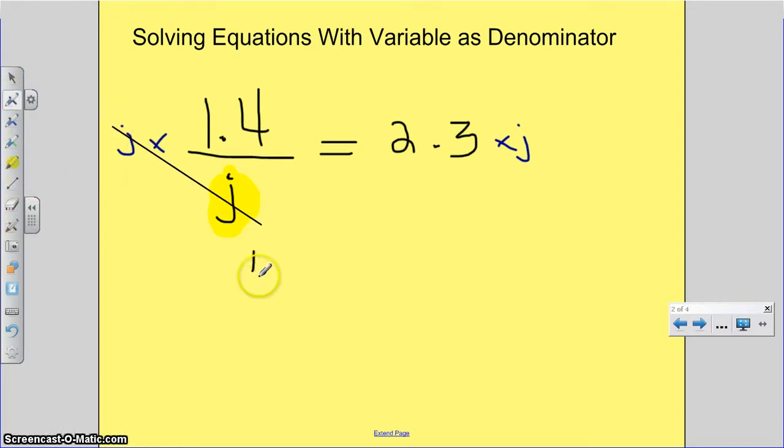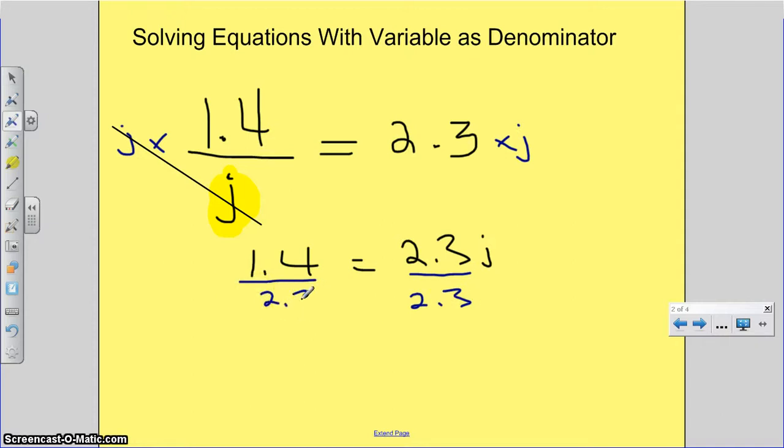So we got 1.4 here, and we end up with 2.3 by j. You may not remember that from the algebra stuff, but 2.3 by j is just 2.3. And then we just have our one step left to do here, divide both sides by 2.3. So that's a little funky, but that's probably the easiest way to go ahead and solve that.